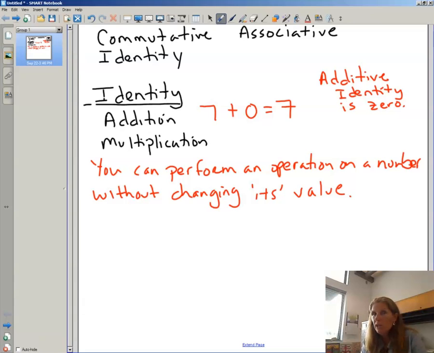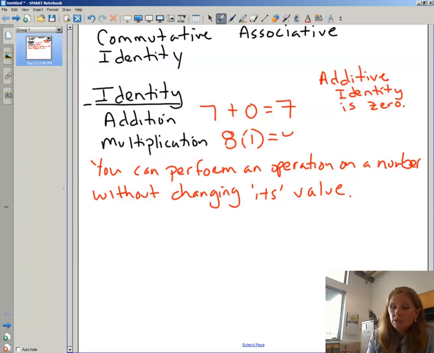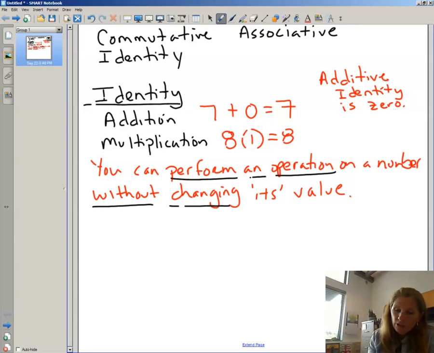What do you think the identity would be for multiplication then? What can you multiply by and not change its value? And it's not 0 because if you take 7 times 0, you get 0, not 7. So you don't want to change its value. Well, it happens to be 1. Because 8 times 1, still 8. I performed an operation without changing the value.